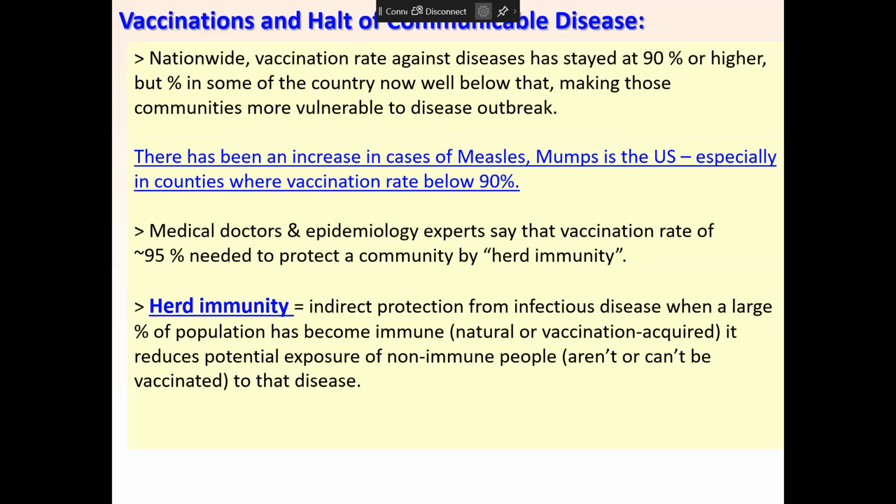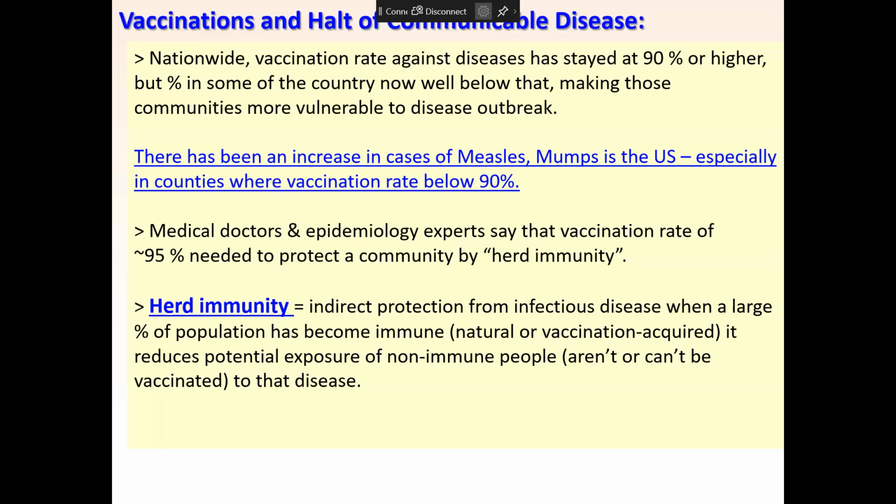But herd immunity, that's the whole reason the masks and everything were mandatory, okay? Protection, herd immunity. Herd immunity is when you're protected from an infectious disease when a large percent of the population has become immune, either through natural exposure, which can happen if you don't have a vaccine for it, or because you're vaccinated. So that's what happened with COVID.